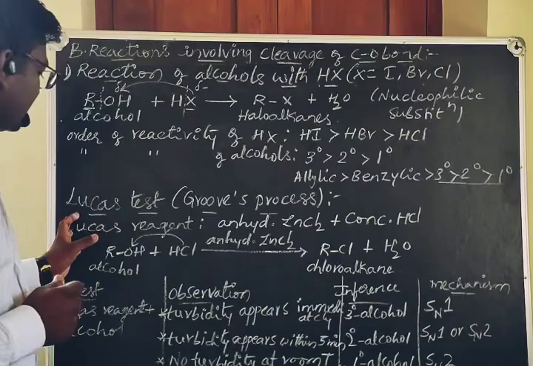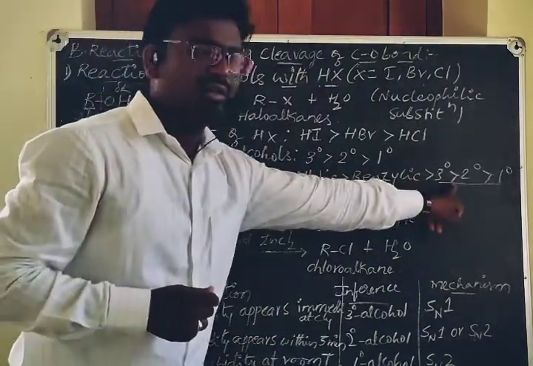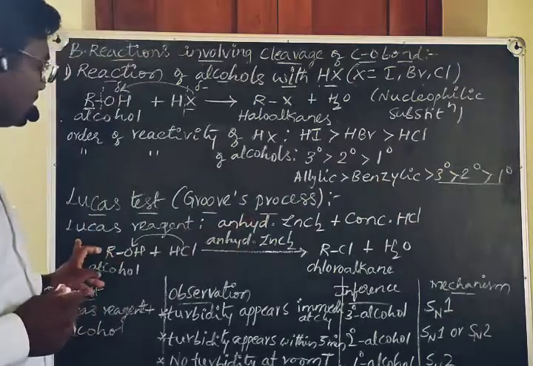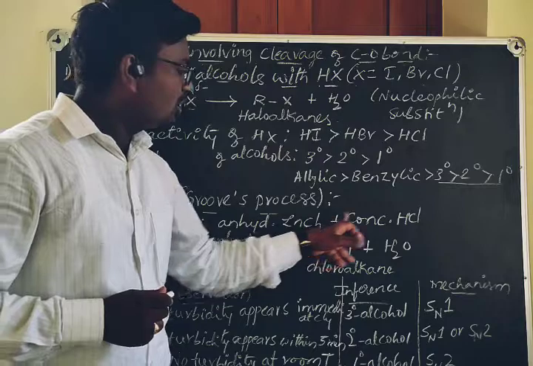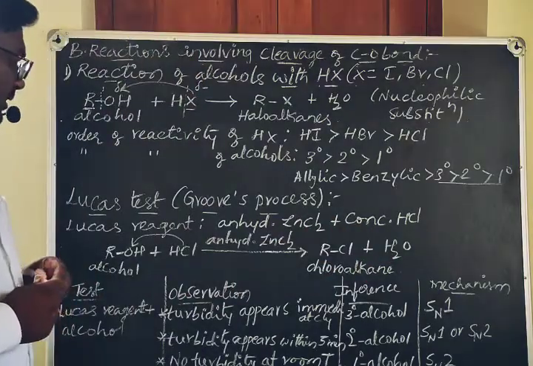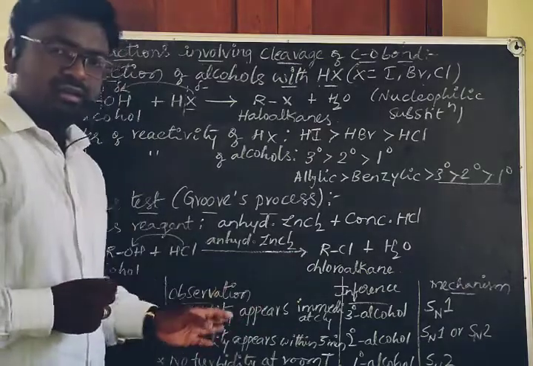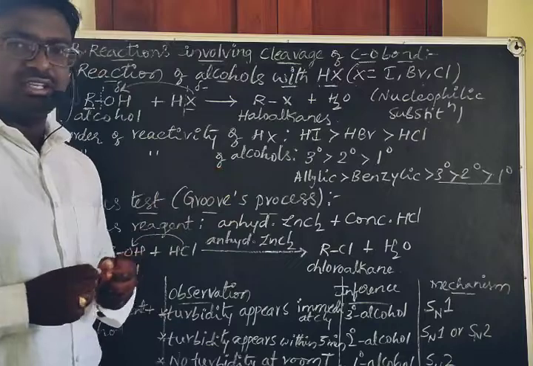So what is the Lucas test? It is a distinguishing test for these 3 types of alcohols. And what is the reagent used? Lucas reagent. What is that reagent? It is a mixture of anhydrous zinc chloride plus concentrated HCl. This is the observation, inference and mechanism by which the reactions take place.